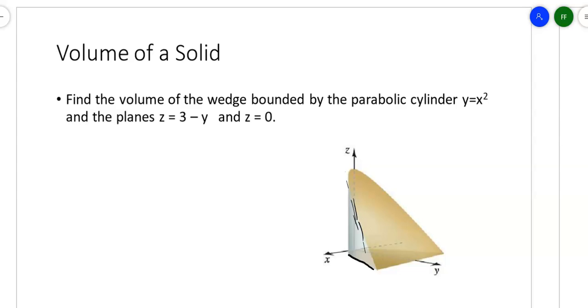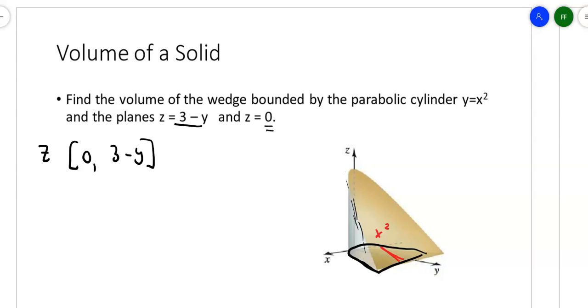What are our values going to look like? Well, if we were to look at the parabolic base of this thing, where would it start and where would it end? Well, the z values will go from 0 to 3 minus y, because basically it's sitting right here. There's my 0, there's my z, the 3 minus y. So the z values go from 0 to 3 minus y. How about the y values? The y values start at x squared. If I'm taking the y values, they're going to be these slices over here. So they start at x squared.